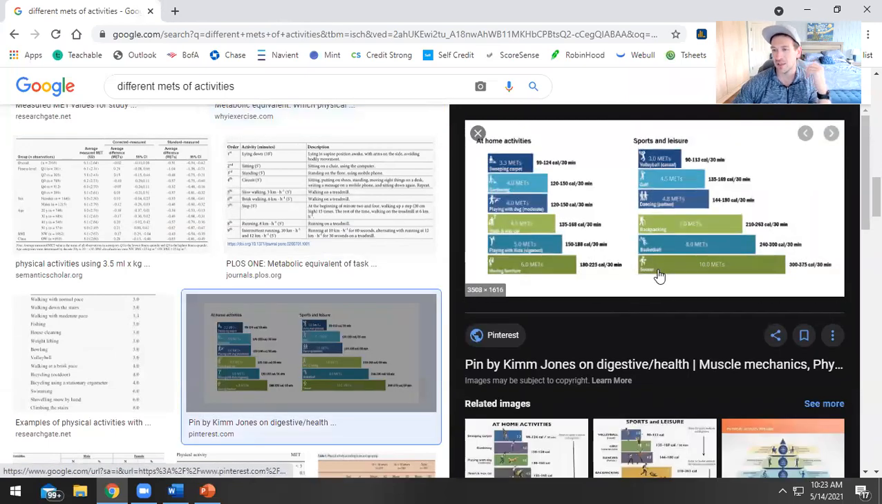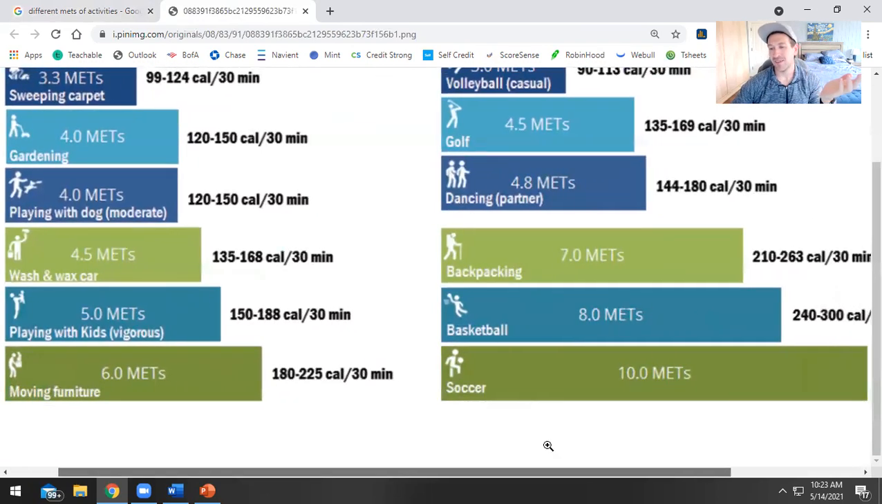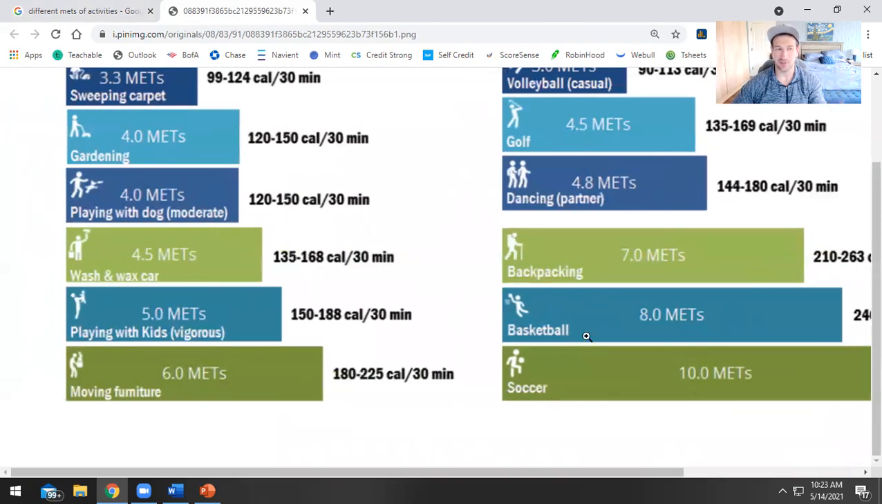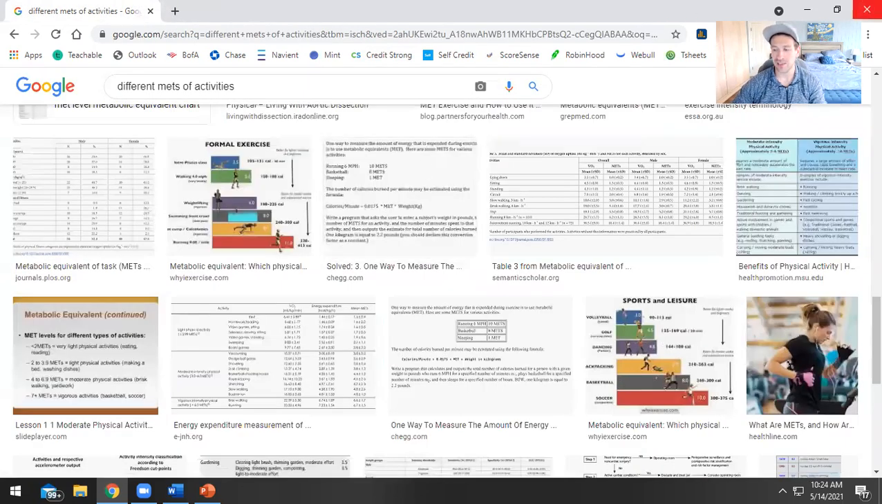And then we can see, we got soccer up here with 10 freaking METs. Yeah, 7 METs is about equivalent to like hiking. And here you can see soccer, that's pretty intense, right? Because you're basically sprinting. So kind of a fun way to sort of measure things out.